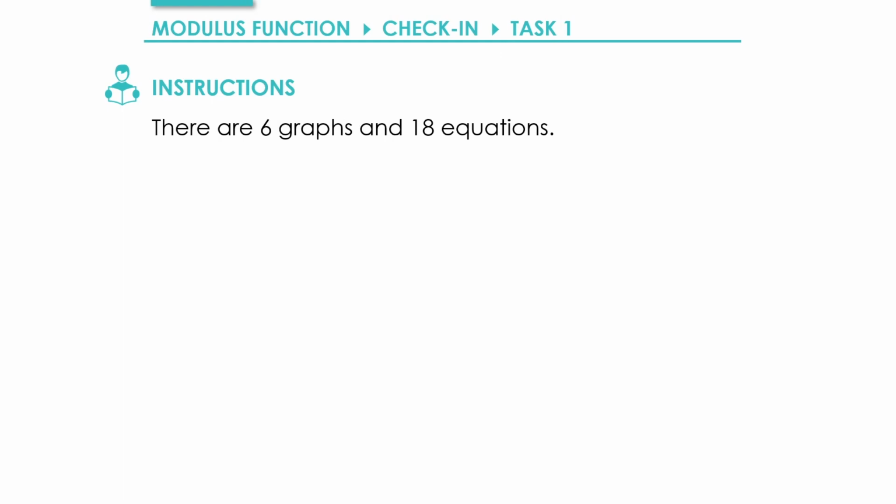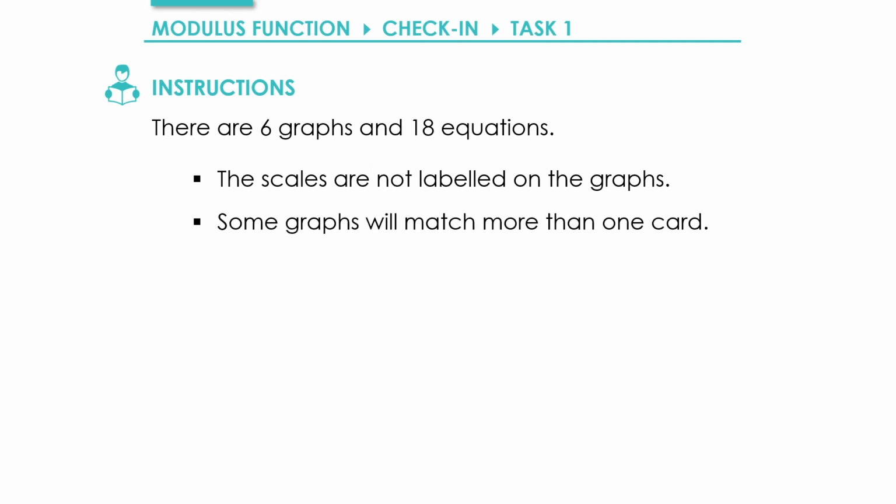Once you've cut out the cards, you should notice there are 6 graphs and 18 equations. You'll also notice that the scales are not labelled on the graphs. The reason for that is that some graphs will match up with more than one equation. And also, you should find that some equations don't match up to any of the graphs.